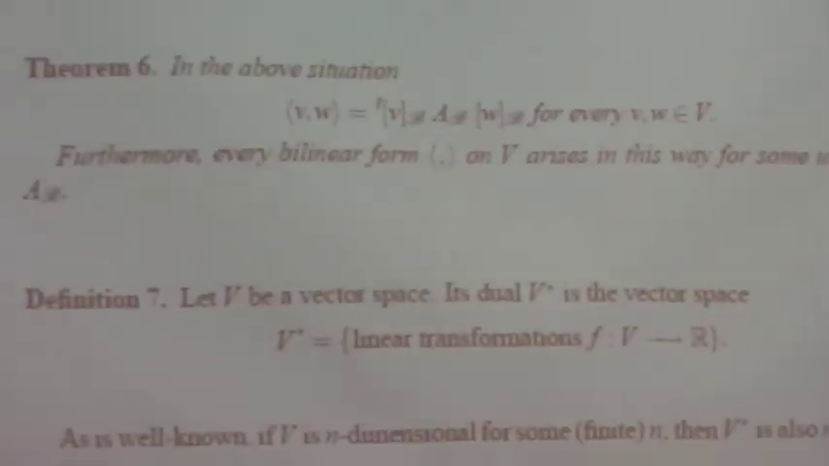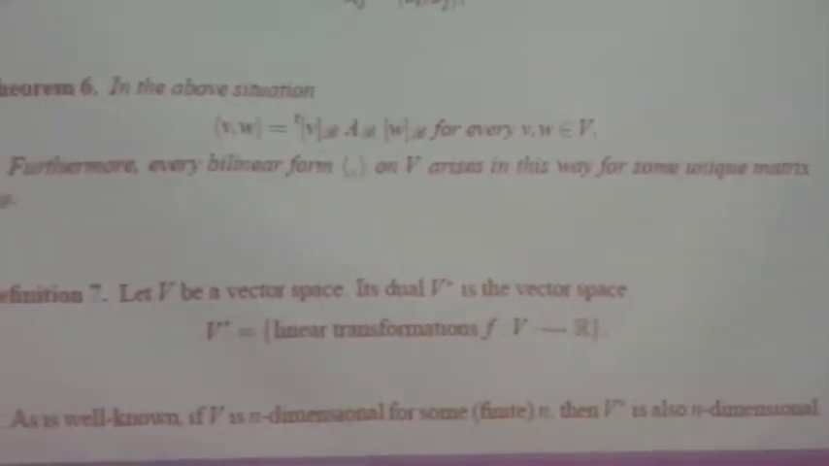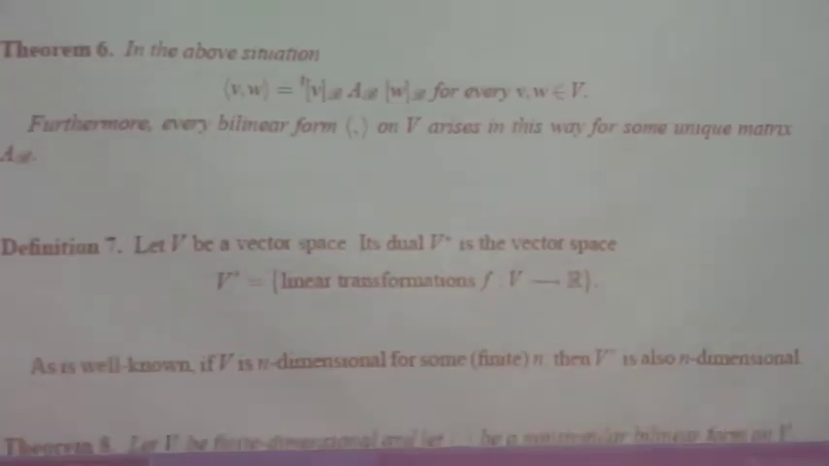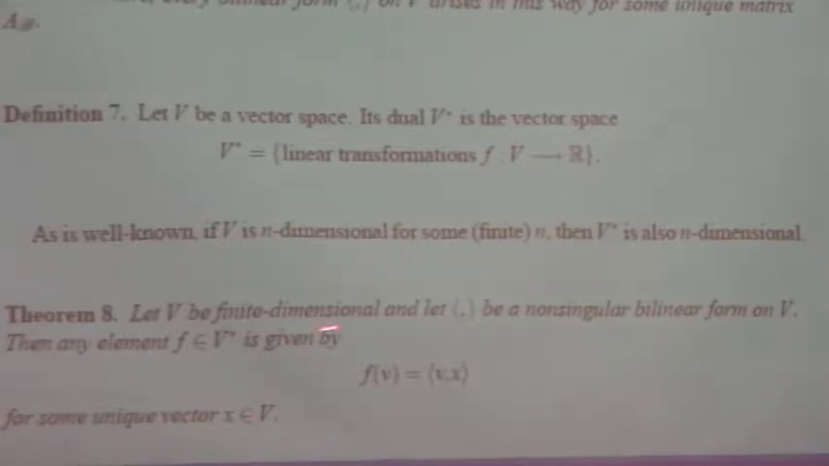And as is well known, if V is a finite dimensional vector space of dimension n, then its dual space V star is also n-dimensional. Okay, now here's a construction we're going to need. Suppose we fix a non-singular bilinear form on our vector space V, which is finite dimensional, and that's going to be crucial as we'll see. Then any element f in V star, so any linear transformation from V to R, is given as follows: f of v is the inner product of v with x for some fixed vector x in V.